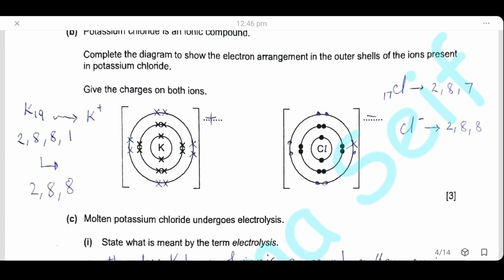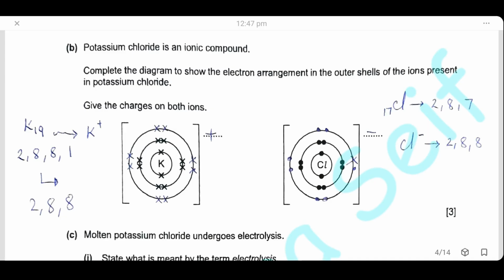The first one here on the left is the ion of potassium. A potassium atom has 19 electrons. The electronic distribution for the electrons in a potassium atom is 2, 8, 8, 1. So potassium is in group 1. It has 1 electron in its outer shell. It will lose this electron to form a positive ion. So the outer shell will have 8 electrons and the electronic distribution will be 2, 8, 8. And you have to draw here the 8 electrons in the outer shell and the positive charge on the potassium ion.